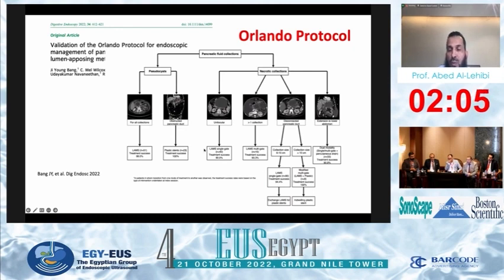If you have multiple collections, you consider multiple transluminal gateways. If disconnected, then you have to consider placing a plastic stent. If you have paracolonic extension, you consider percutaneous drainage combined with endoscopic drainage. This will have a high success rate and with less complication.